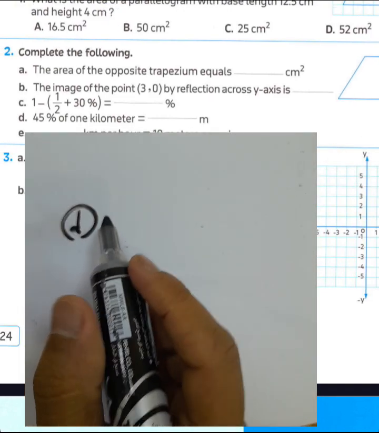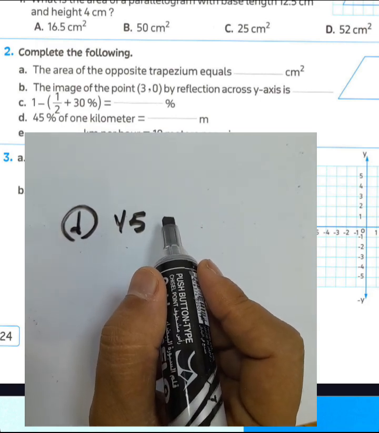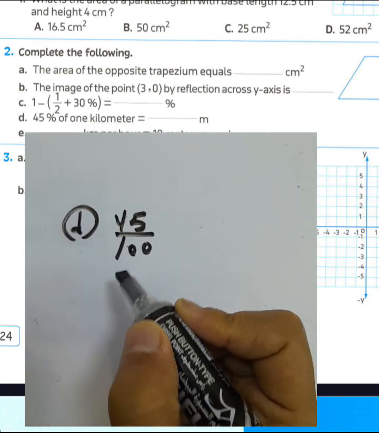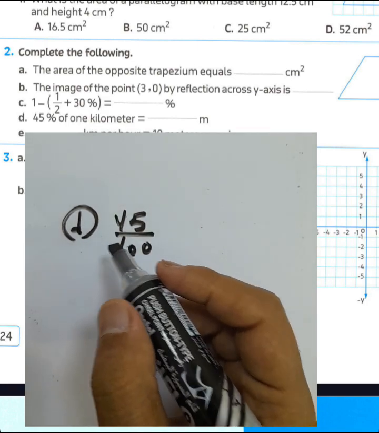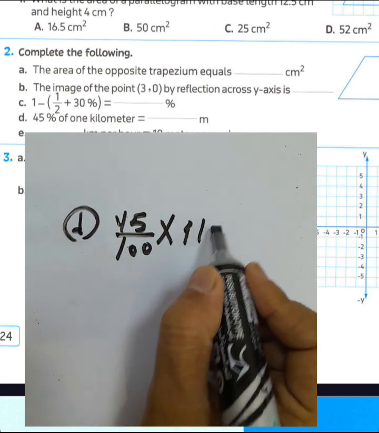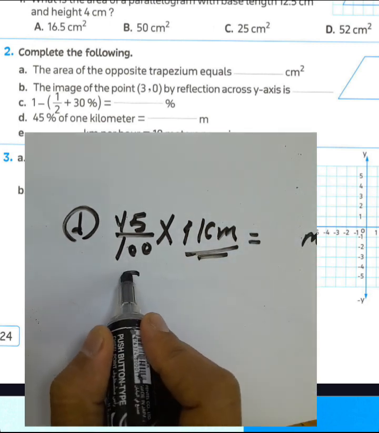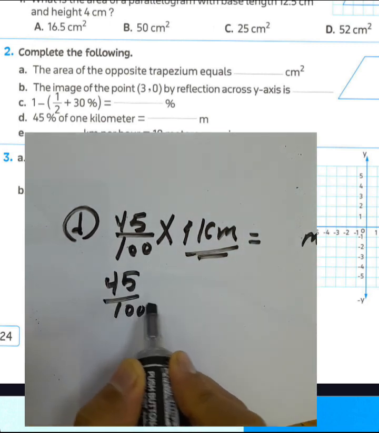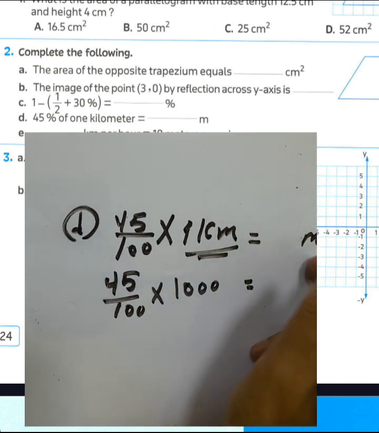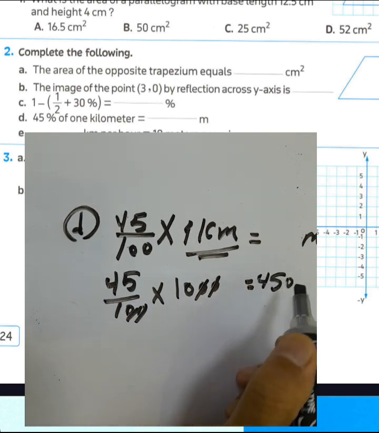Question letter D. 45% of 1 kilometer equals how many meters. 45% means 45 over 100 multiplied by 1 kilometer. You must convert from kilometer to meter. So 45 over 100 multiplied by 1000 to convert it to meters. Cancel the double zero by the double zero, then the result will be 450.